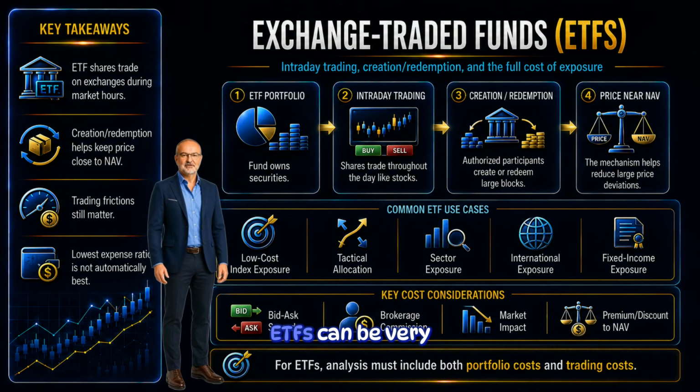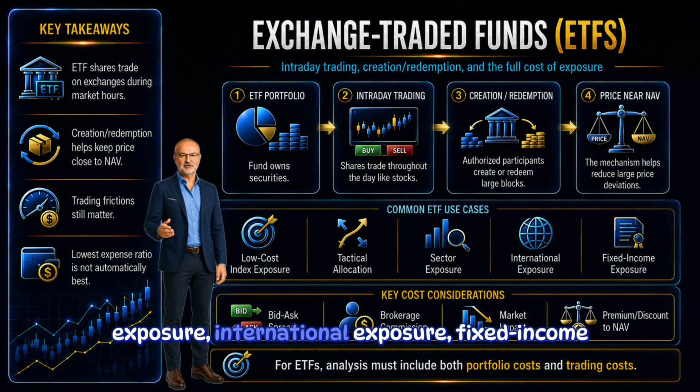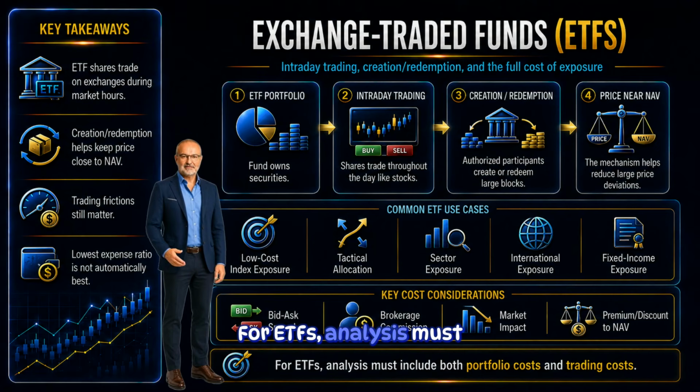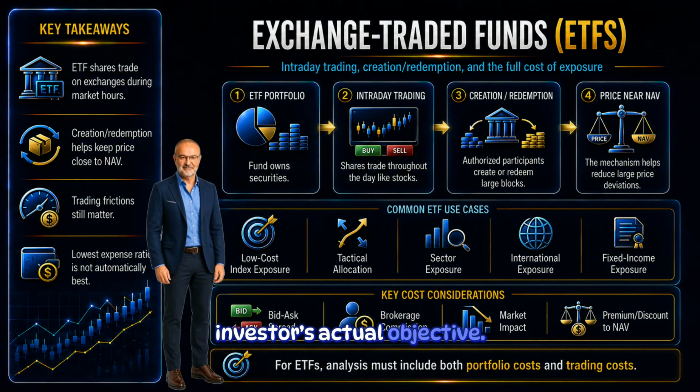NAV. ETFs can be very useful for low-cost index exposure, tactical allocation, sector exposure, international exposure, fixed income exposure, or portfolio completion. But the lowest expense ratio doesn't automatically make an ETF the best choice. For ETFs, analysis must include both portfolio costs and trading costs. A fund can look cheap on paper, but become less attractive if it is hard to trade efficiently, poorly matched to the benchmark, or too narrow for the investor's actual objective.